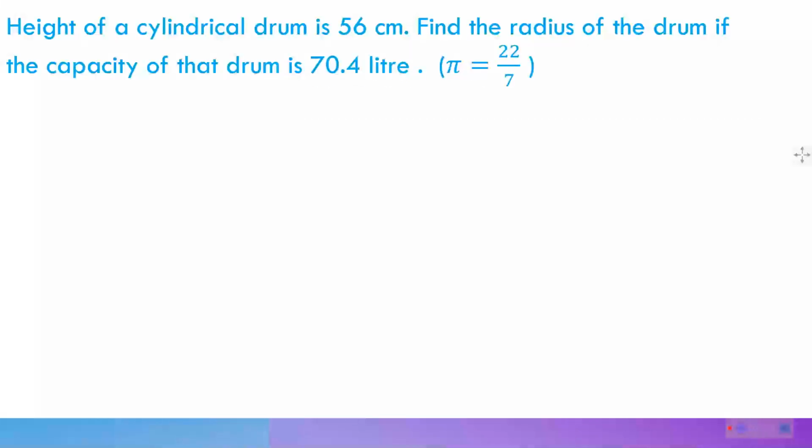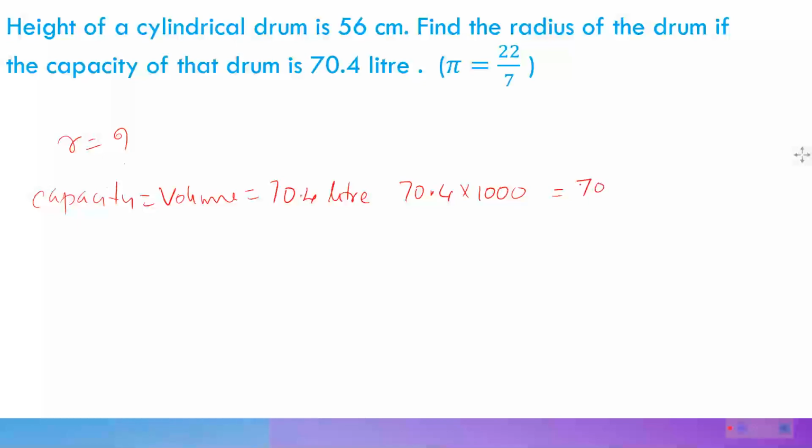The height of a cylindrical drum is 56 centimeter. Find the radius of the drum if the capacity of the drum is 70.4 liter. Simple question. The concept of volume is applied here. We are asked to find the radius. The radius r we don't know, and the capacity is given, which is nothing but the volume, 70.4 liter. For liter we will convert that into cc by multiplying 70.4 into 1000, because 1 liter is equal to 1000 cc. That means it will be 70400, 4 and there will be 2 zeros. This much cubic centimeter or ml, we write it as it is liquid.